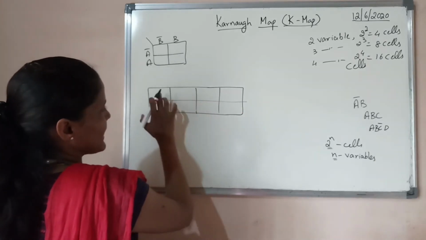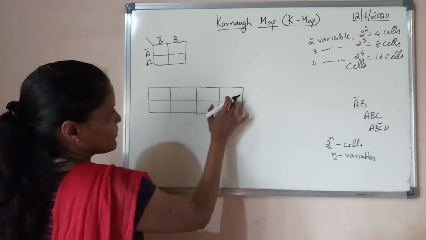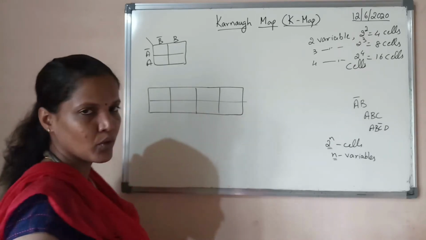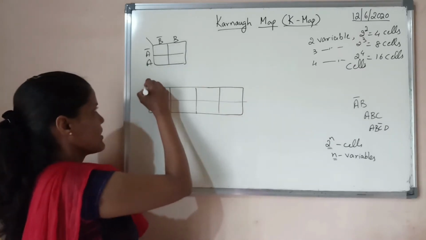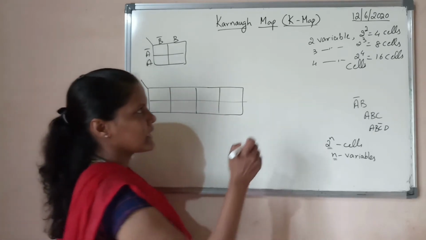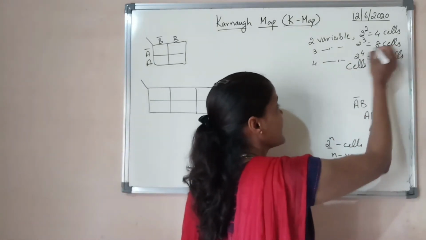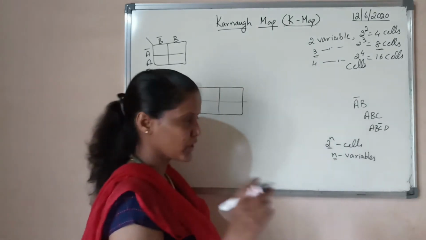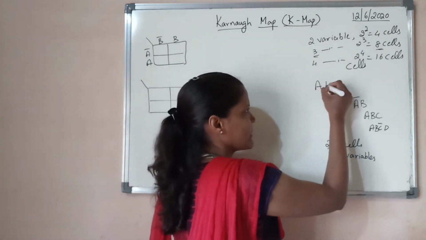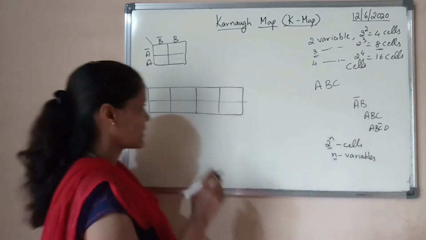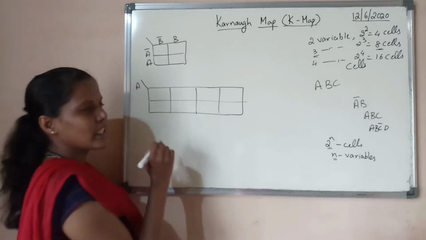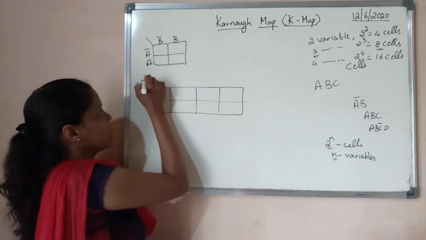So I'll be having 1, 2, 3, 4, 5, 6, 7, 8 variables. So 8 variables and the 8 cells. 8 cells and the header, I'll be having 3 variables. Let us use these common variables itself, A, B, C. So this side I'm going to write A and this side I'm going to write B.